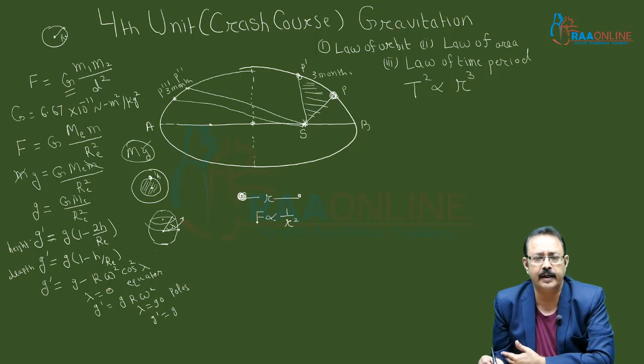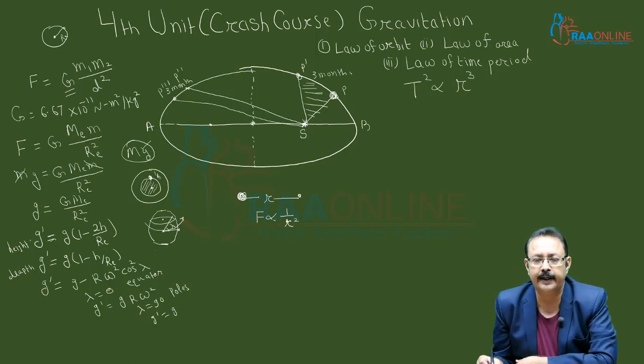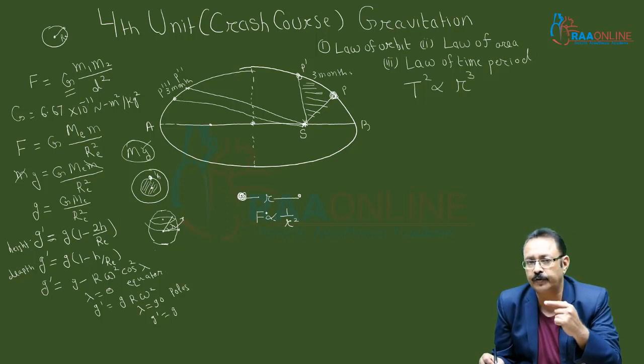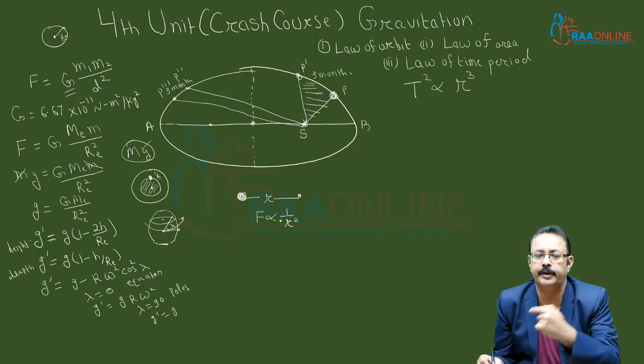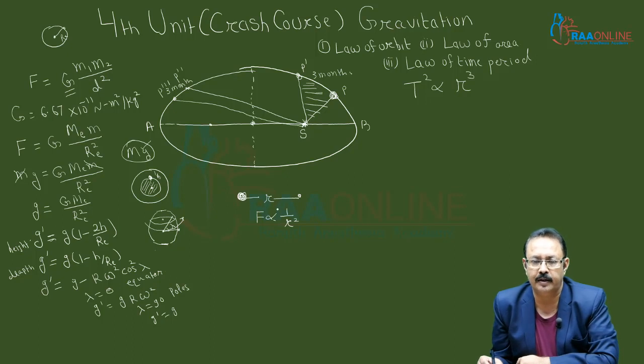If r is increasing, F is decreasing. At some place it will become 0. So technically we will say that the second object is now out of the gravitational field of the first object. So it was the concept of gravitational field.